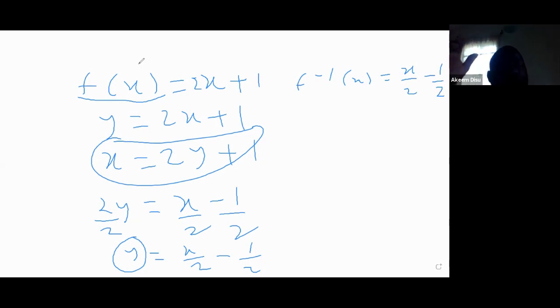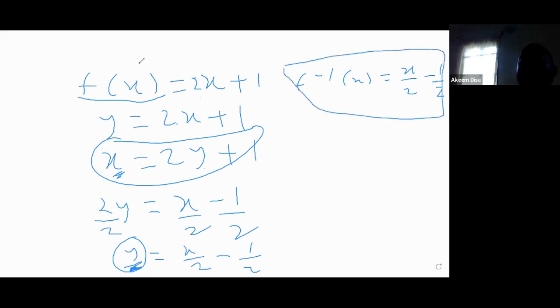There are 4 steps. First one, we have to replace the function by y, which we did here. Second, we have to swap x with y. That's what we did. We replace y here by x. We replace x here by y. Then, third step, we have to solve. We solve this equation by making y the subject of the formula and dividing through by 2. That will give you x over 2, 1 over 2. Then we now replace this by f raised to power minus 1. That gives us this. This is called the inverse. This function here is the inverse of this.